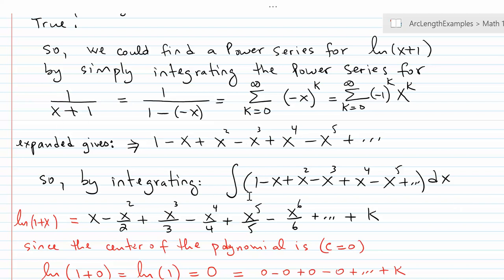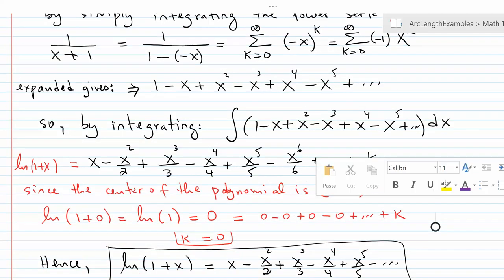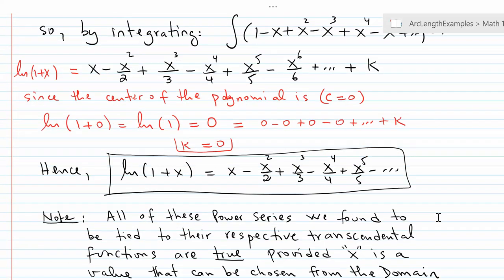All right, so now that I know that the power series for 1/(x + 1) looks like this, I can integrate these terms, right? And once I integrate those, I get this new polynomial here with a k at the end. So all of that is supposed to represent ln(1 + x). But I need to know what k is. So if k is a constant that is not 0, I need to make sure I add it to my infinite series. So I look at the center of the polynomial, and they're all x's. So therefore, the center is 0 again.